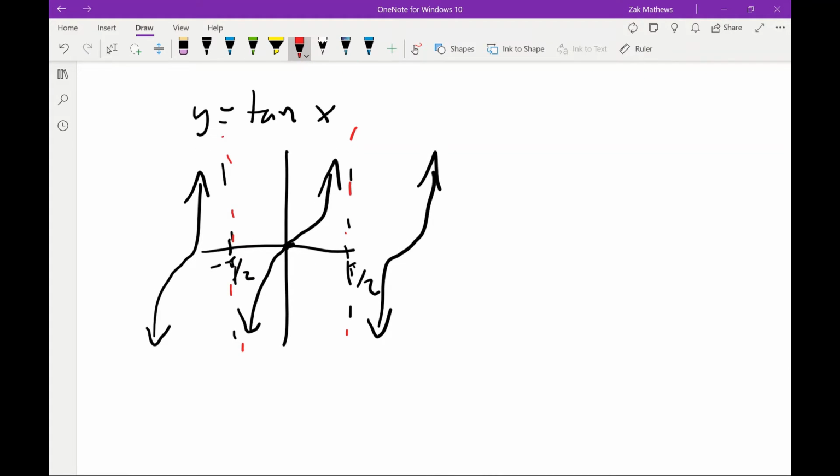So I'm going to restrict this tangent. I'm going to say its domain has to be between negative pi over 2 and pi over 2. And that gives me the entire range, the range of tangent being negative infinity to infinity.